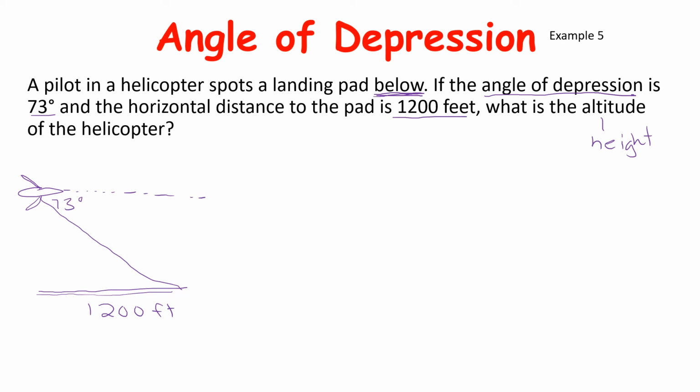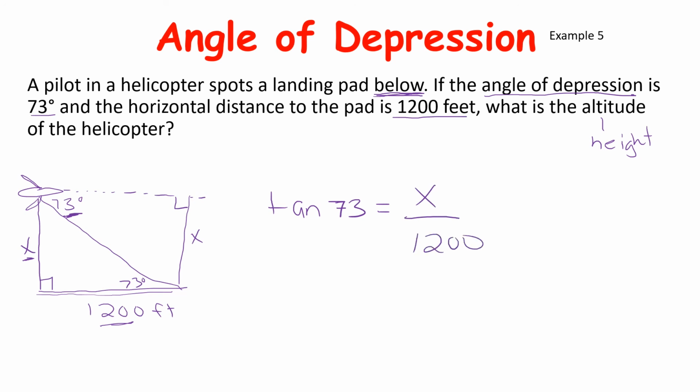Altitude is the height. So we could find this length. I could draw a perpendicular line here, or I could draw a perpendicular line here. All right. And so if this is 73 degrees, again, this would be 73 degrees. And so once again, we have opposite over adjacent, tangent. So tangent of 73 degrees is equal to opposite, which is the x, over adjacent, 1,200. All right, that is my ratio there.